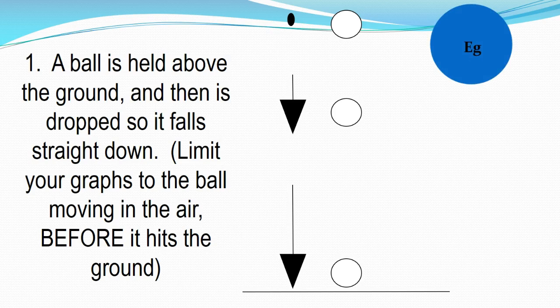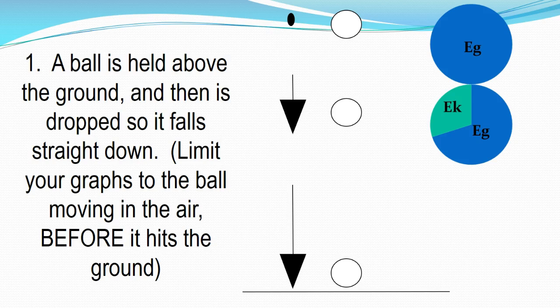At the top, do the list. It's off the ground, so it has gravitational energy. It's not moving, so no kinetic. It's not stretched or compressed, so no elastic energy. As it moves towards the ground, we still have gravitational energy because we're off the ground, but now we have kinetic energy because we're moving.